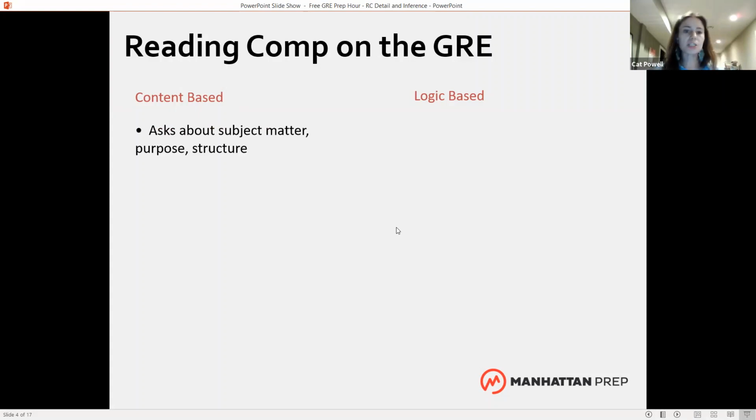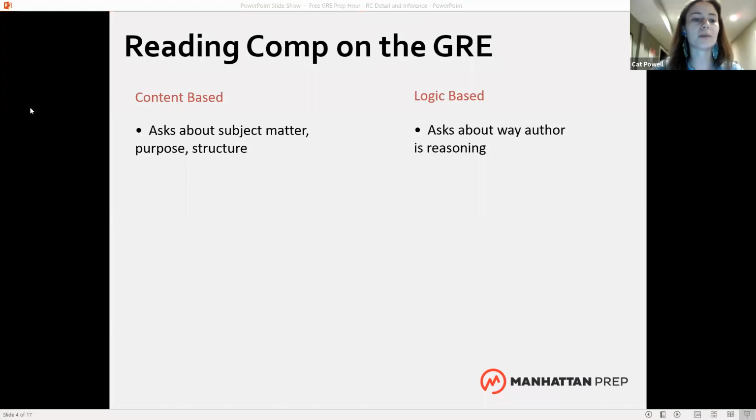So content-based questions ask us, what is the passage saying? What is the author's opinion? How is it structured? They're about the substance of the passage. Logic questions are pretty different. They ask very specifically about how an author is reasoning or putting together an argument.